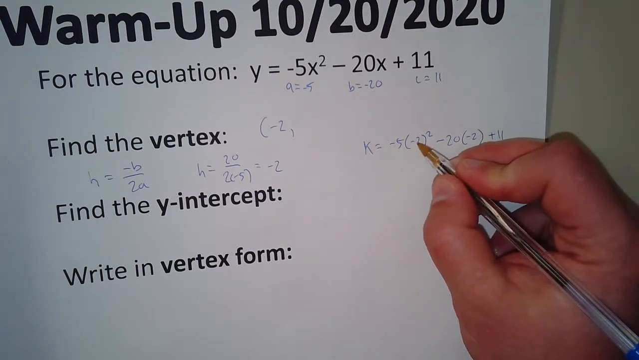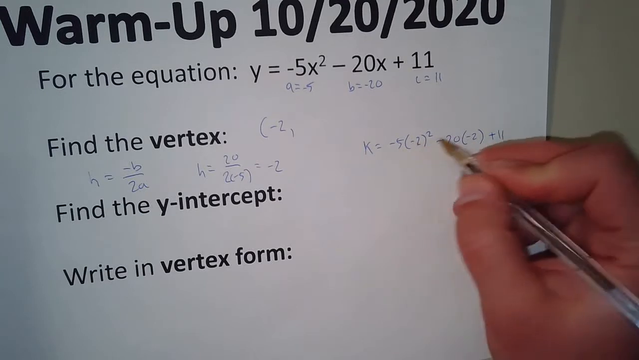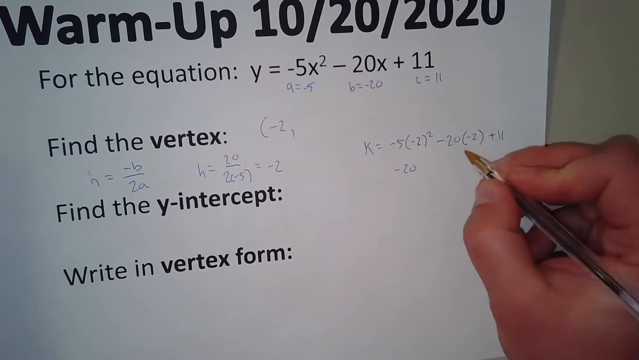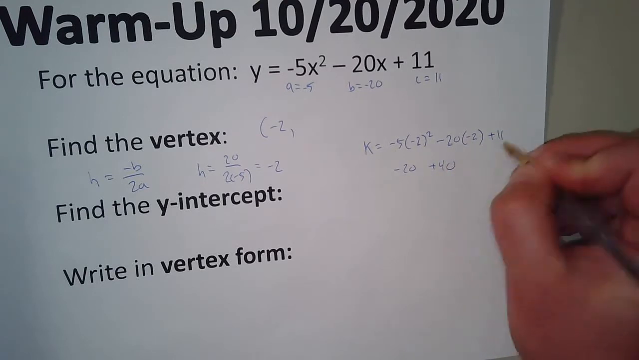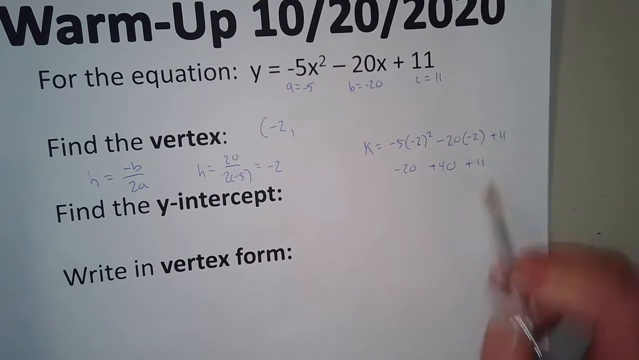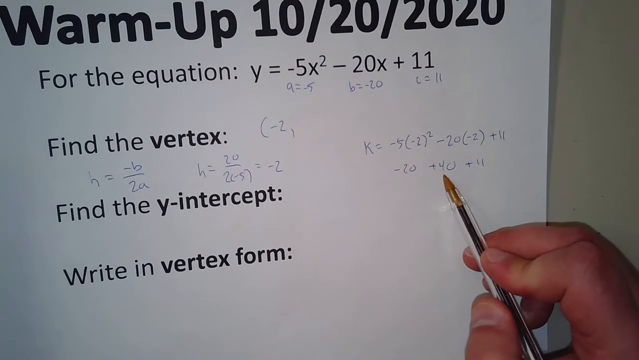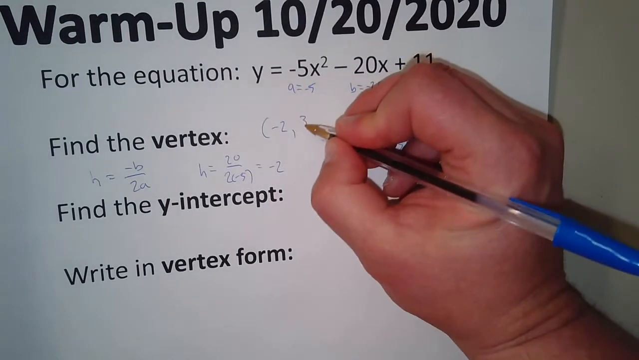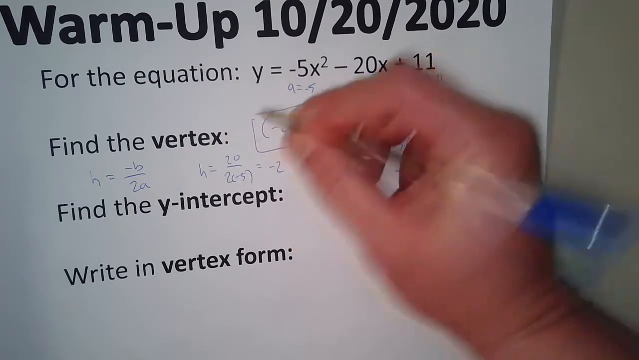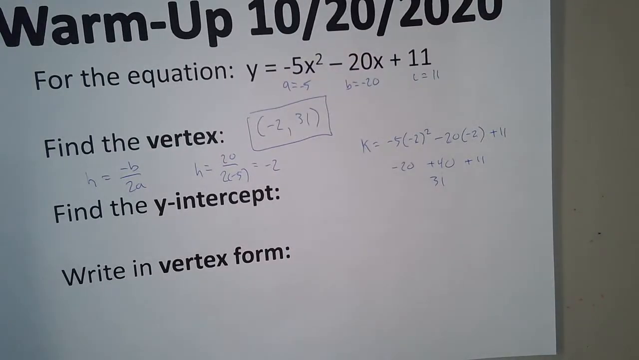So this is going to be negative 2 squared, which is 4. 4 times negative 5 is negative 20. Negative 20 times negative 2 is a plus 40. And then you still got plus 11. All right, so negative 20 plus 40 is going to be 20. Plus 11 is going to be 31. So that's our corresponding k value. All right, so that looks like our vertex.